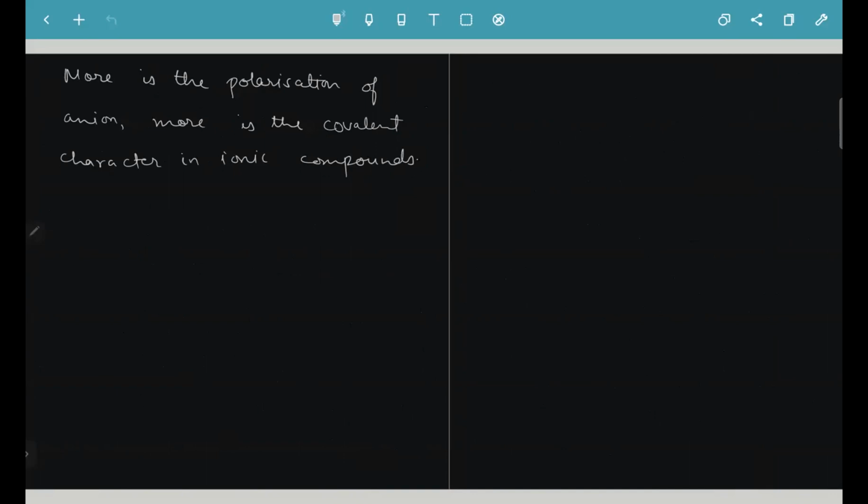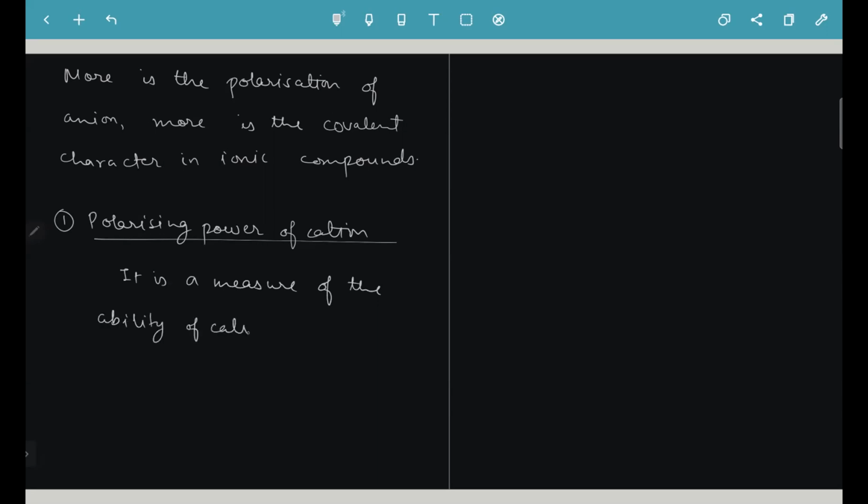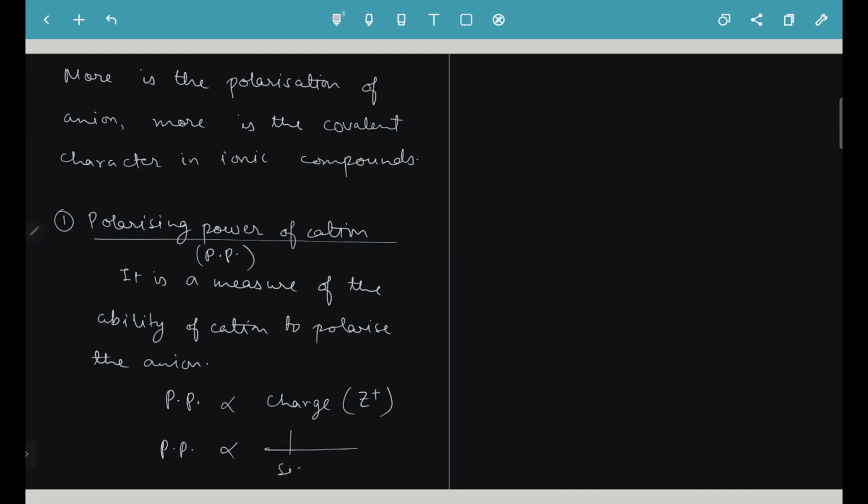इसमें first point हम लिखते हैं, we'll talk about polarizing power of cation. It is a measure of the ability of the cation to polarize the anion. This polarizing power is directly proportional to the magnitude of charge, that is, proportional to the charge on the cation. It is inversely proportional to the size, the radius of the cation.